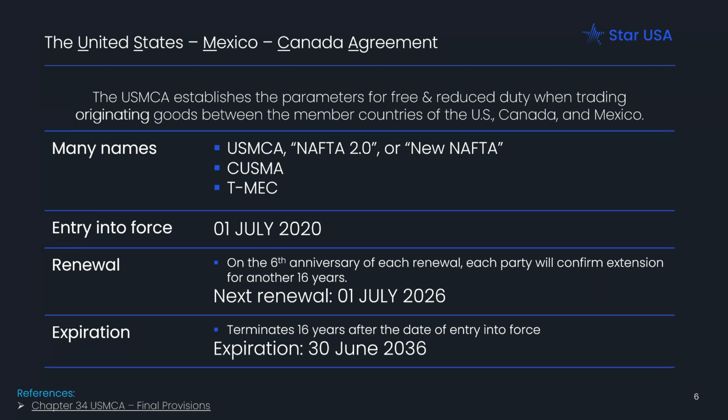USMCA entered into force almost a year ago on July the 1st, 2020. Renewal is not set until 6 years after that date, which will be July 1st, 2026. And at that renewal period, they have the option to extend it for an additional 16 years, or if they choose not to renew the agreement, then they will meet each year to potentially renew it. And if they elect not to renew it at all, then it will expire on the 30th of June, 2036. That's kind of the baseline of how long we can expect this to be in play for the next 16 years.